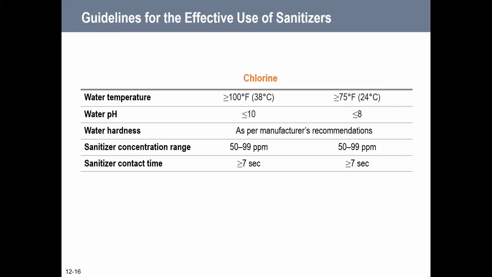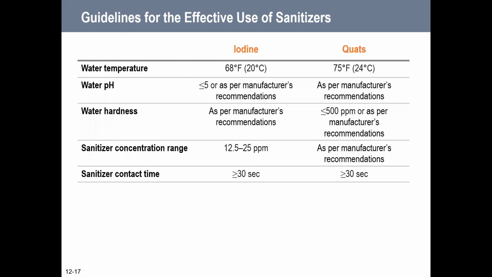So some general guidelines. For chlorine, keep the temperature range below 100, around 75 or so. Water hardness can vary by manufacturer. The concentration range is anywhere from 50 to 99 ppm, which is parts per million, where they say typically less than 7 seconds contact time. Iodine, quat: you can see temperature. If you're at room temperature, you're pretty decent, and you're looking at about 30 seconds contact time.